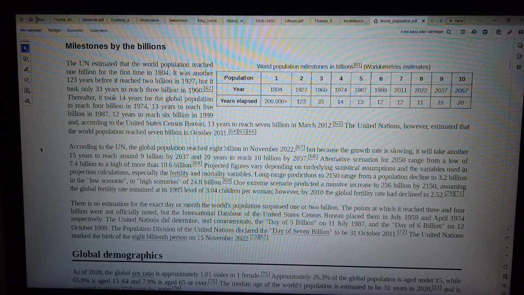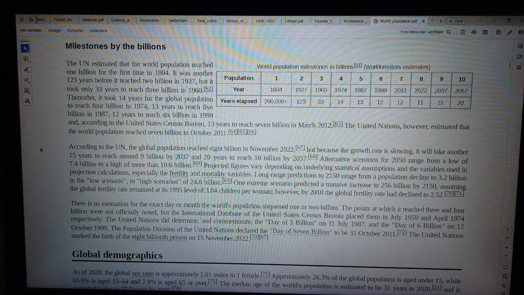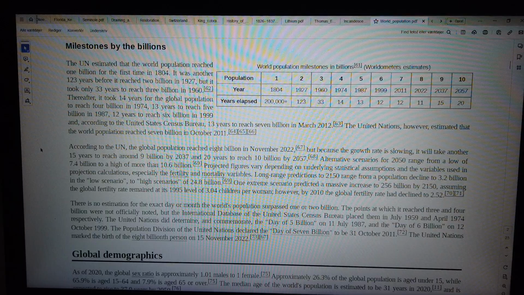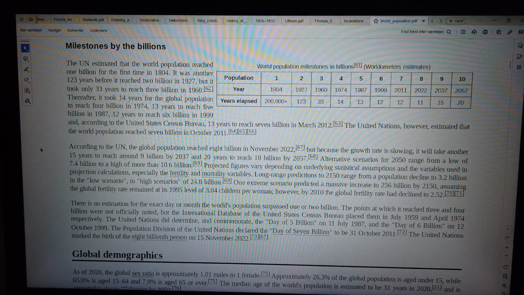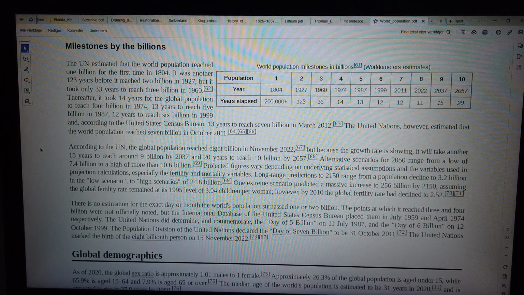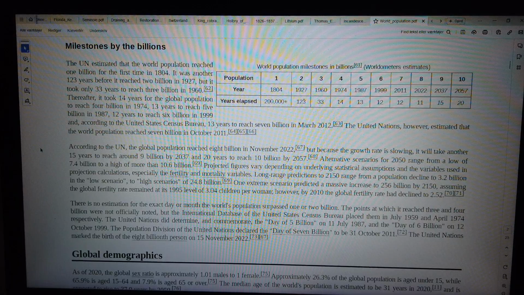The UN estimated that the world population reached 1 billion for the first time in 1804. It was another 123 years before it reached 2 billion in 1927, but it took only 33 years to reach 3 billion in 1960. Thereafter, it took 14 years for the global population to reach 4 billion in 1974.